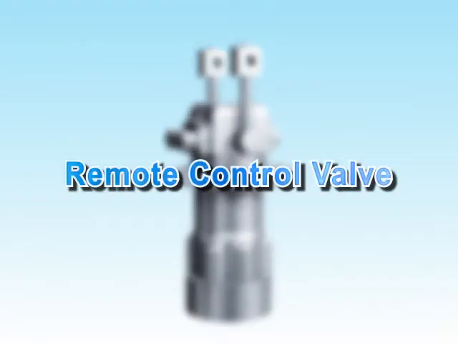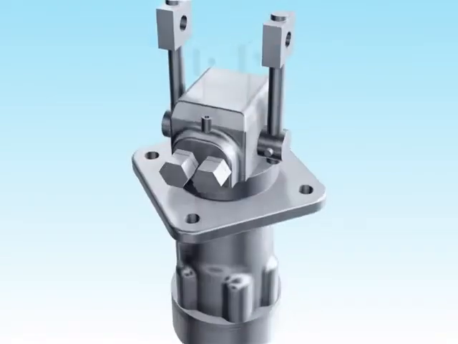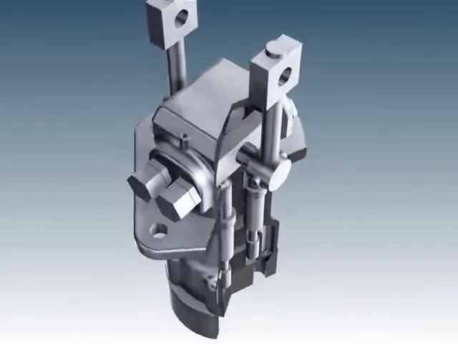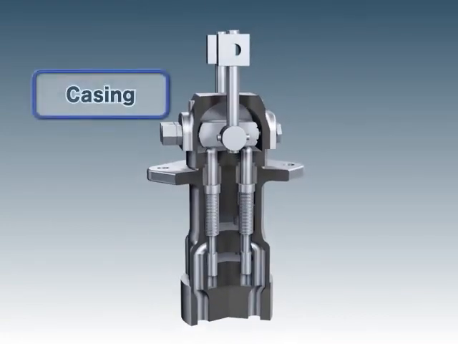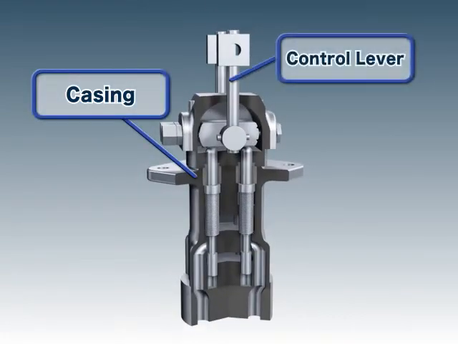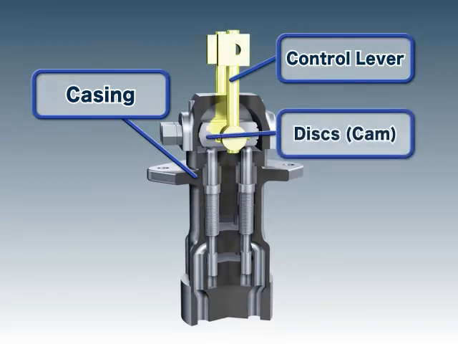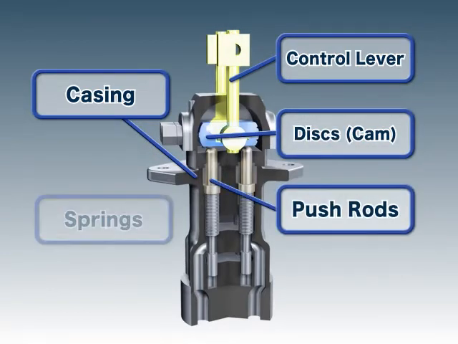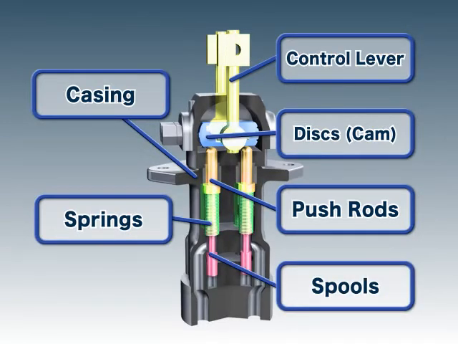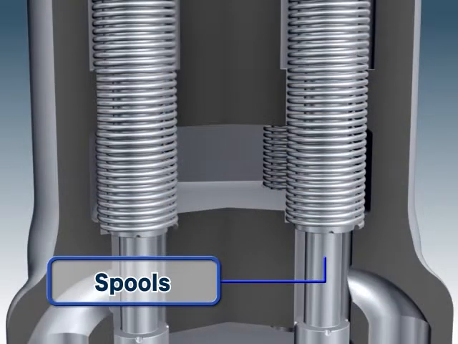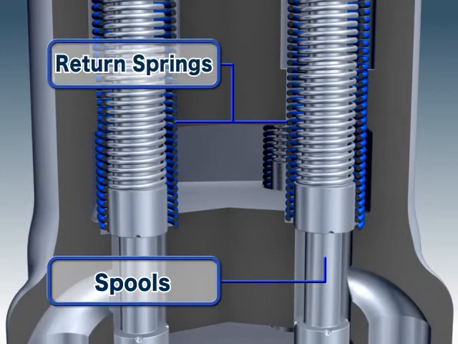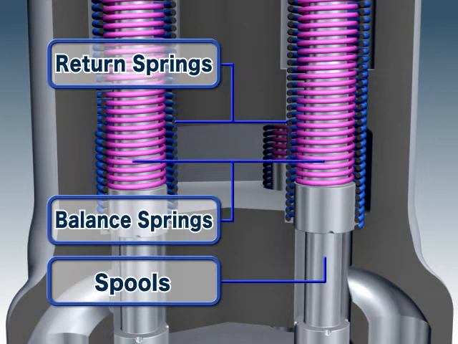The remote control valve directs hydraulic oil to different ports to act as pilot pressure. The valve is composed of a casing, control levers, discs, push rods, springs, spools, and other components. The spool is equipped with two types of springs: a return spring to return the control lever, and a second pressure balance spring.